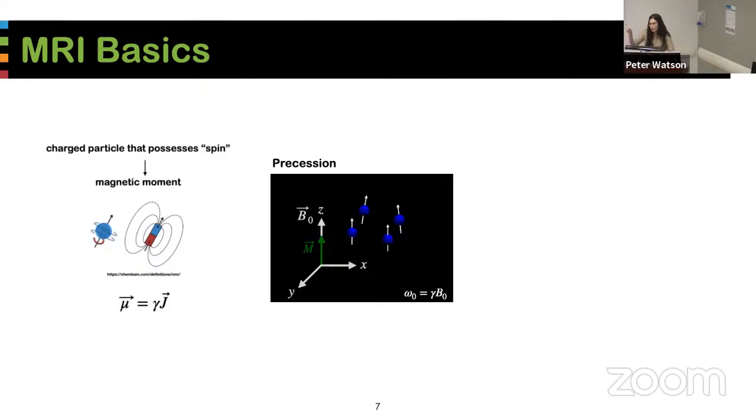And they're moving around because they're precessing around the direction of B0, the main magnetic field. They're precessing with a frequency that is proportional to the strength of the main magnetic field. So the stronger it is, the faster they precess. And since they're all lined up in that same direction, if you add up their magnetic moments, it gives rise to a net magnetization. That's what the green vector is.